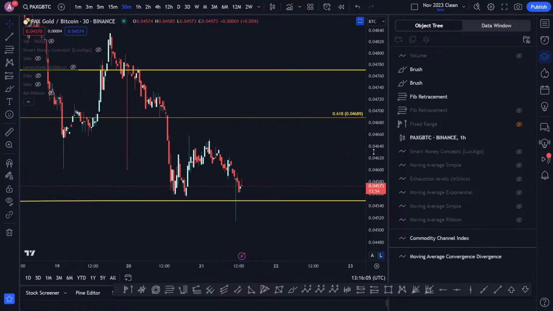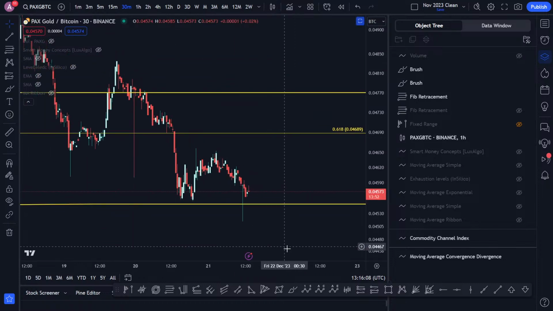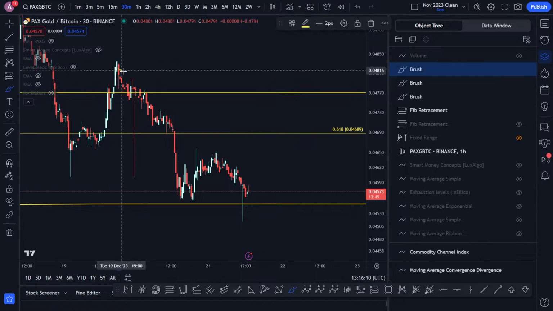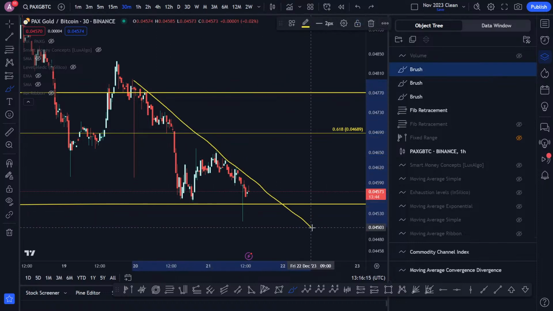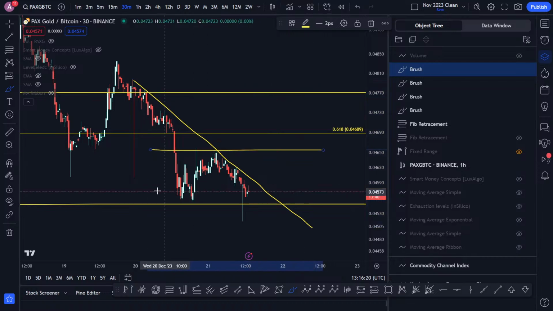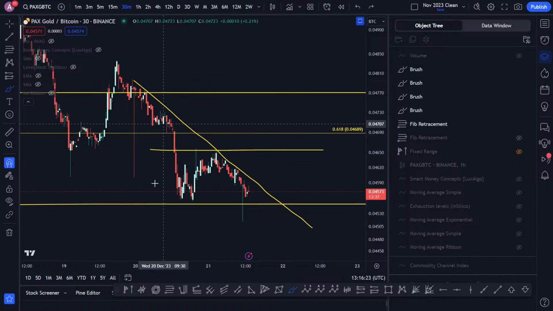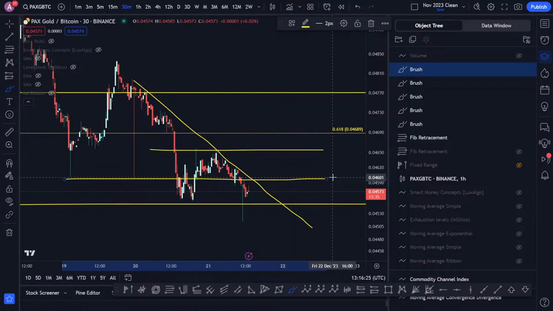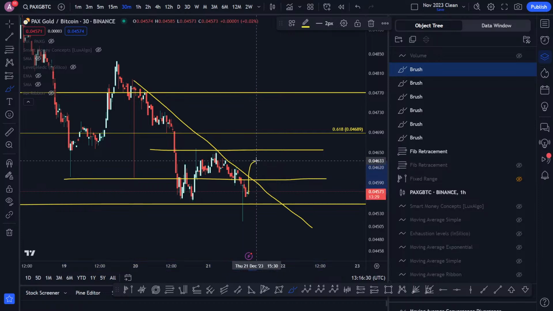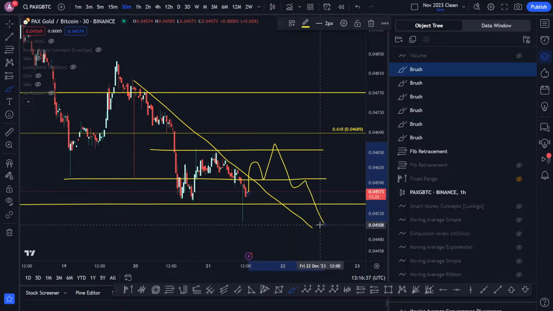Yeah, similar to Bitcoin actually, you've got this trend line. You've got these key levels here. You could get back up to the... Could just do that. Doesn't have to go up.